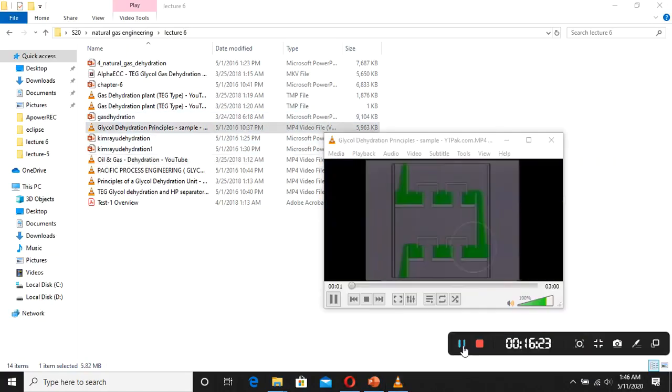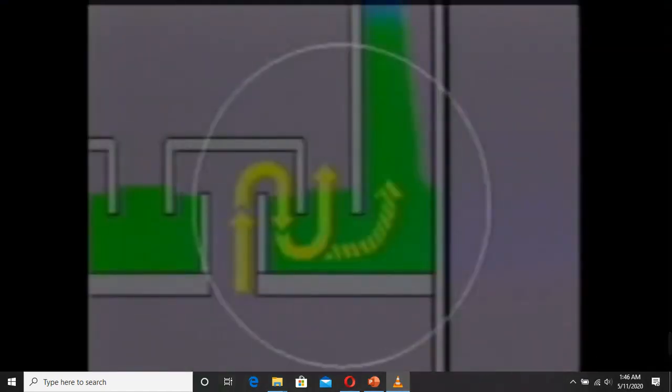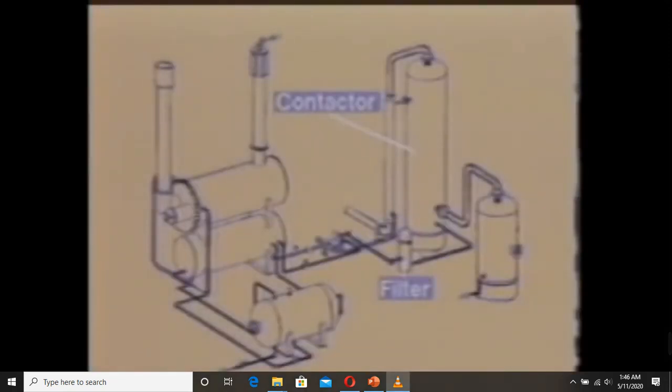It also passes into the tray below to prevent gas from bypassing the bubble caps. As the glycol spills downward through each succeeding tray, it becomes wetter with the water it has absorbed from the gas and collects in the bottom of the contactor saturated with water. This wet glycol then flows out of the contactor and through a filter where any solid and abrasive particles or tarry hydrocarbons are removed before it enters a pump. From the pump, the cool, wet glycol is sent to the surge tank.